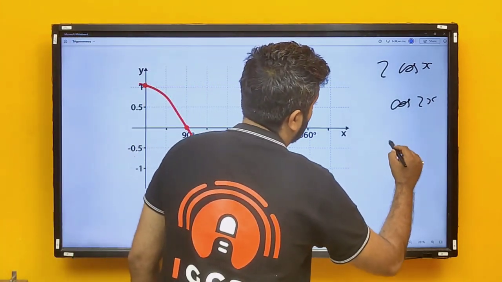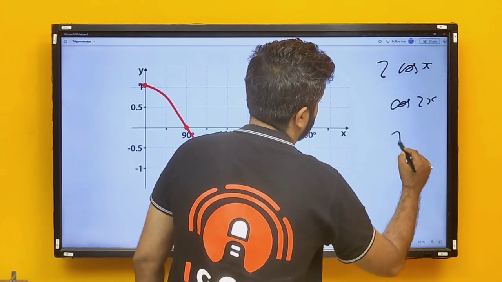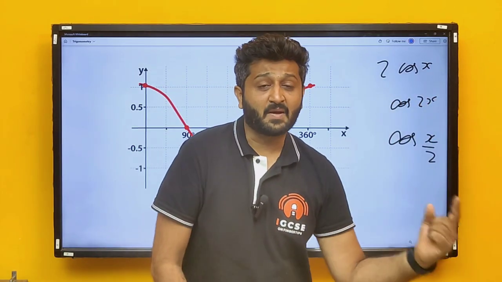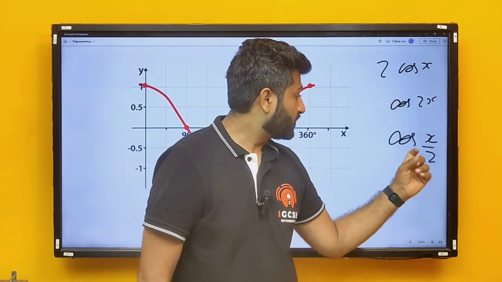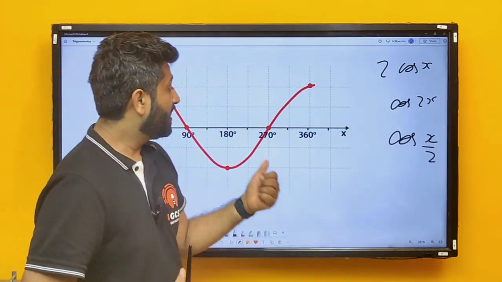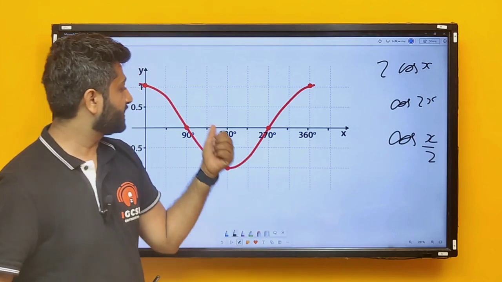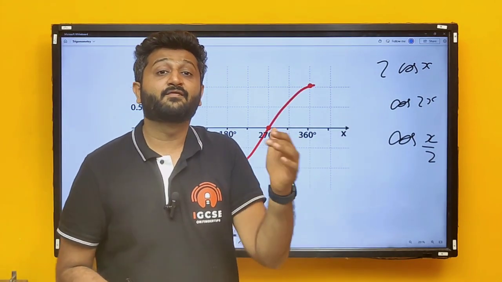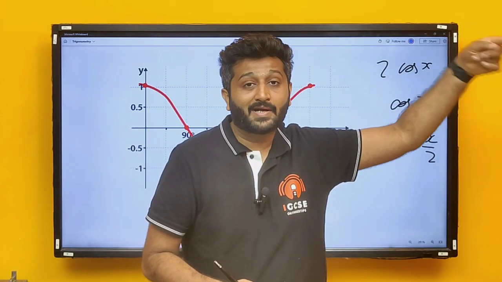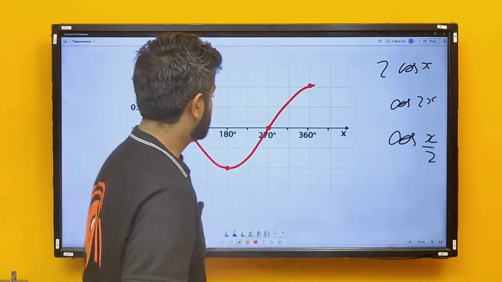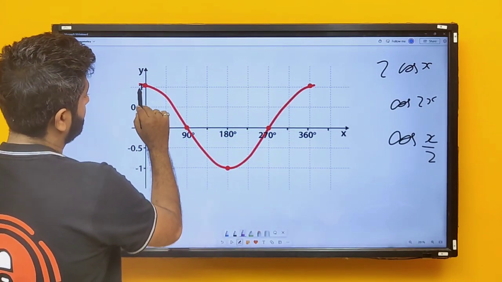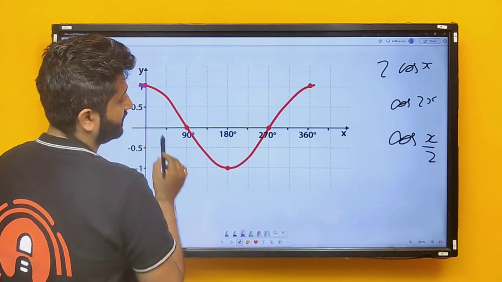Now what if they ask you to plot the graph of cos x by 2? In 2x, the time period gets halved, so cos x by 2 means the time period will be doubled. Initially in cos x, it took 0 to 360 degrees to complete a full wave. But in cos x by 2, it will take 0 to 720 degrees to complete one full wave. So from 0 to 360 degrees, the graph would look something like this.